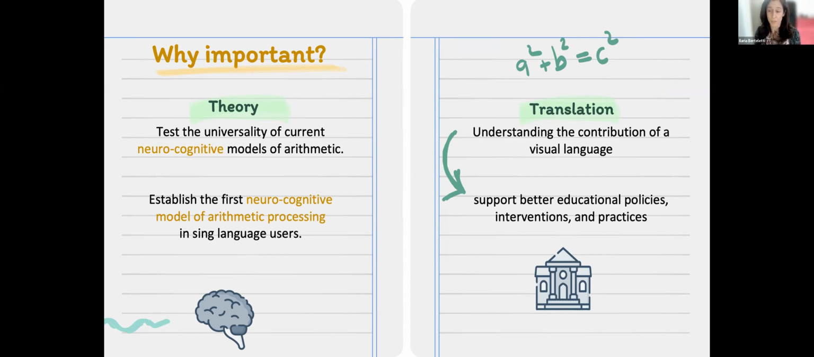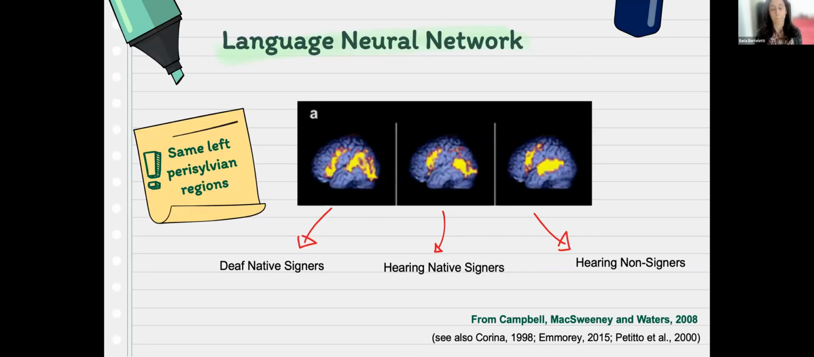On the other hand, the translational implications are also very important, because better understanding how a visual language supports arithmetic processing will also allow for better interventions, better practices for deaf signers, but most of all, hopefully better educational policies. First thing, let's talk about the impact of a visual language on the brain networks.